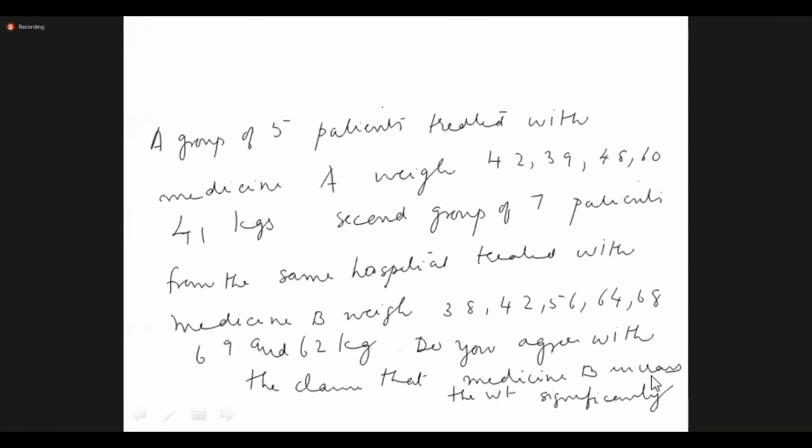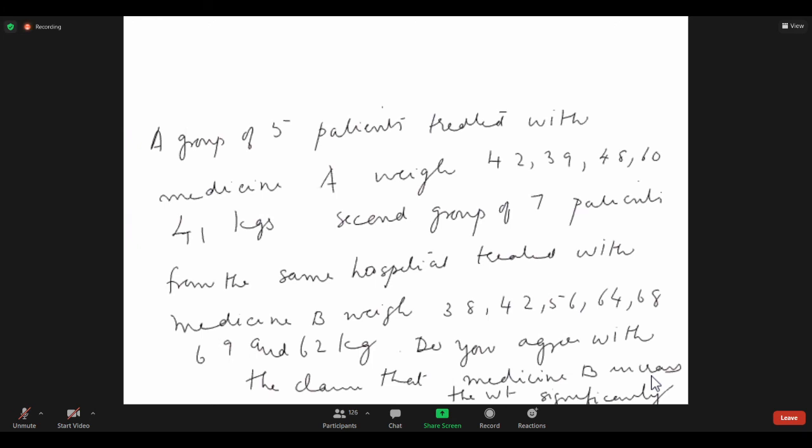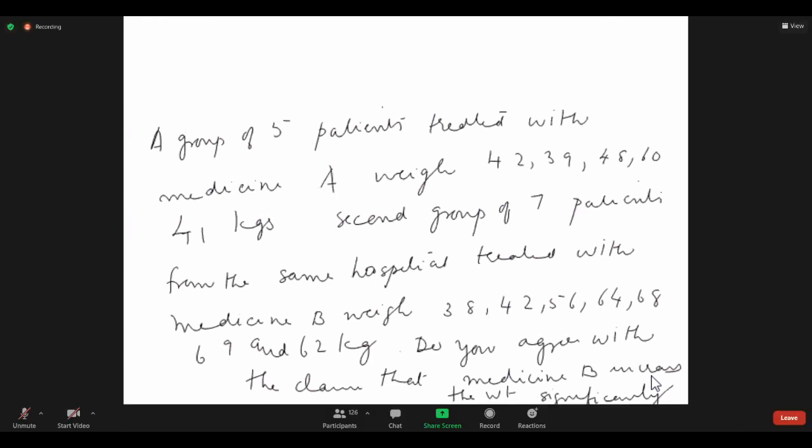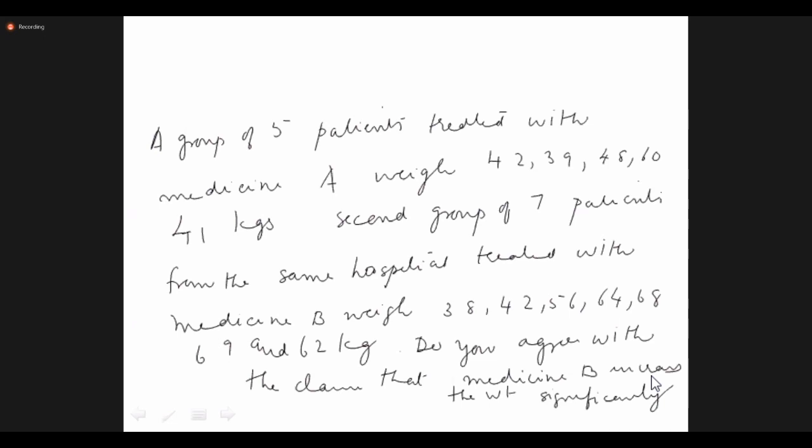So, again, you don't have S1 and S2. You have to calculate whether it is a right tail or a left tail. You have to check it. Do you agree with the claim that medicine B increases the weight significantly?